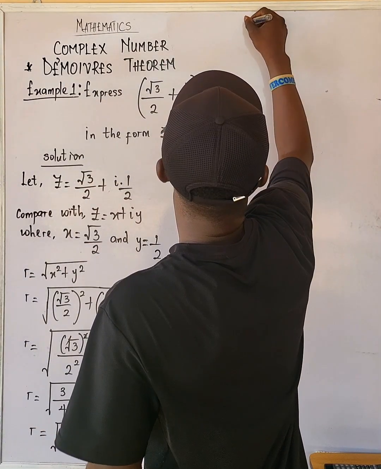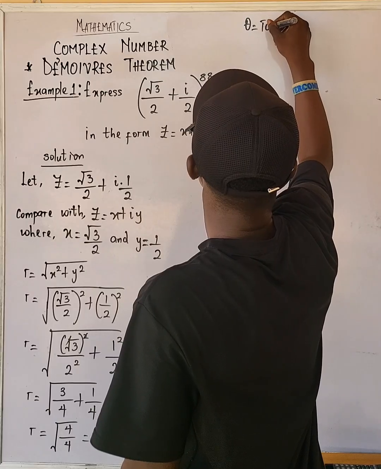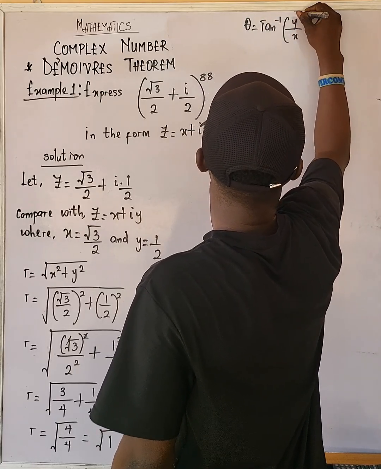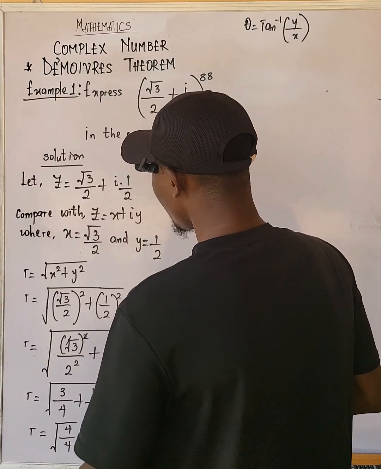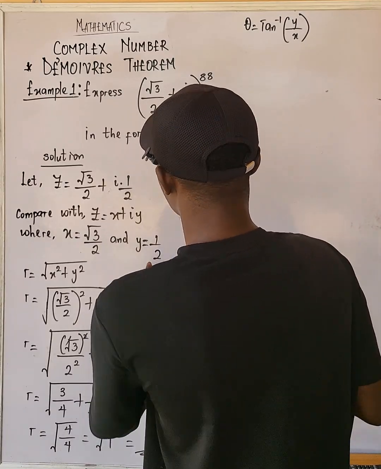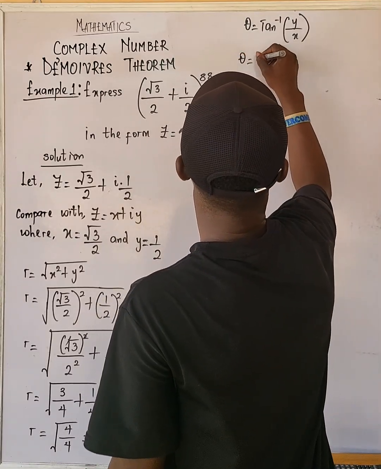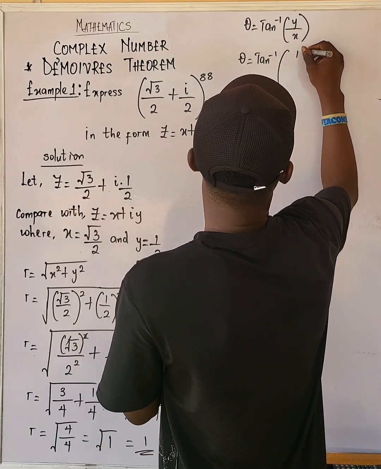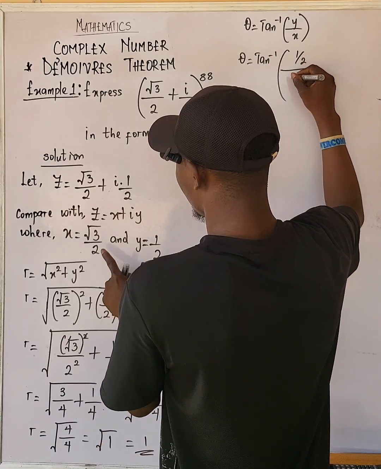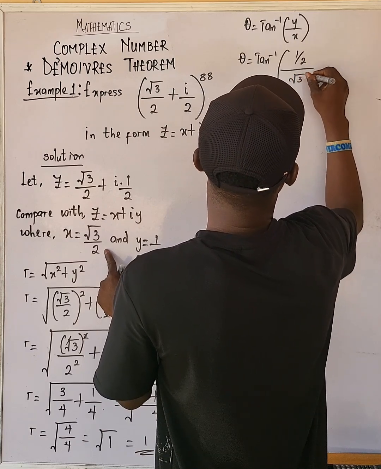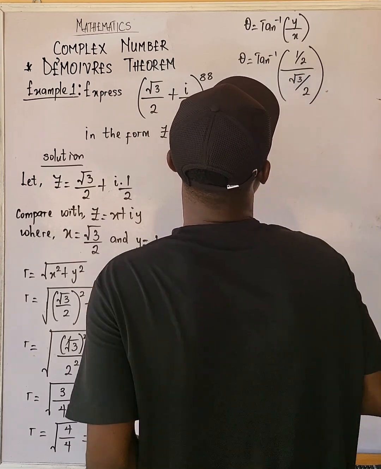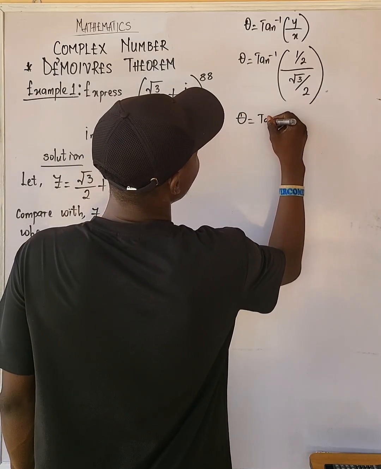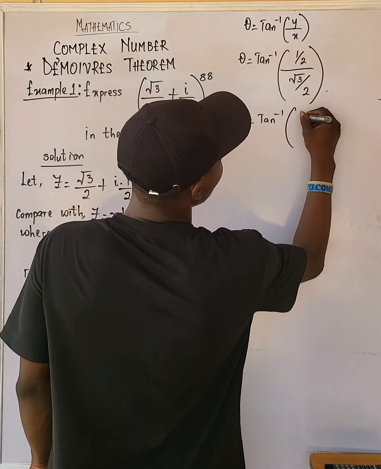How do you get the argument? Theta is gotten from tan inverse of y over x, right? So theta will now be equal to tan inverse of, our y is 1 over 2, over square root of 3 over 2. Now, what do you do? Mathematically, that will be tan inverse of, the answer will be what?